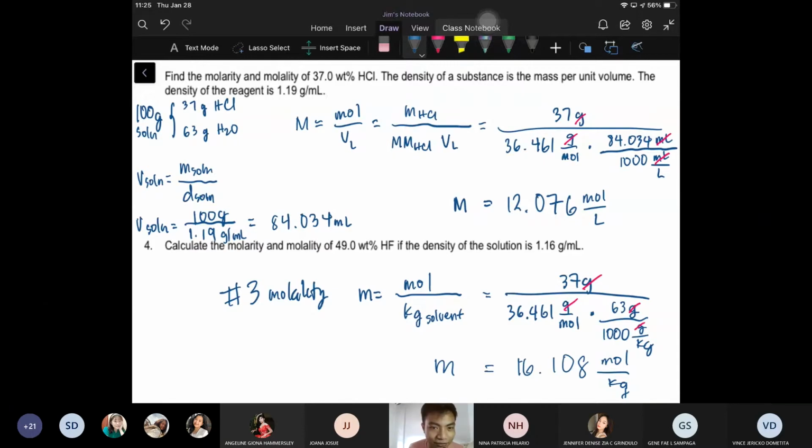Okay, any volunteers for the molarity number 4? Okay, so let's have Jacel Villaflor. Jacel Villaflor will be posting sa ating chat box yung molarity calculation niya.